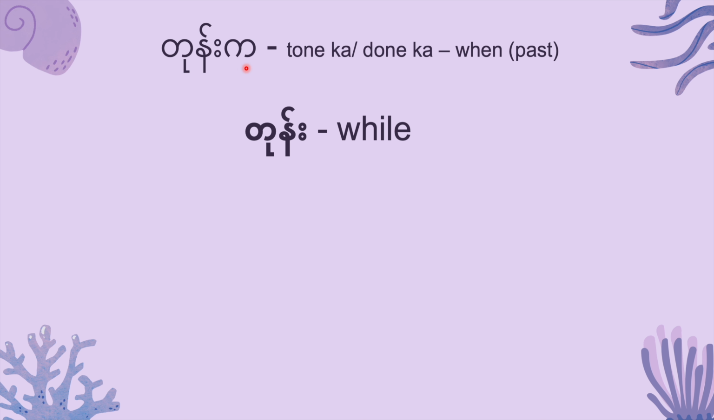Ga is a particle that indicates time or place. You might already be familiar with this ga, but how about dong? Dong, if you use it alone, means while some action is going on, you are in the middle of doing something, in the process. So dong means while. Let me show you some examples.